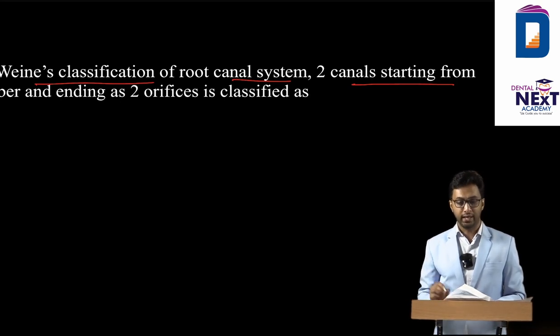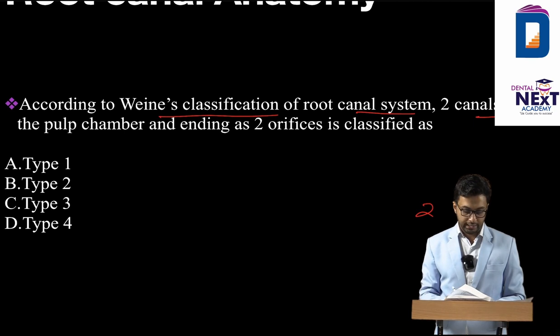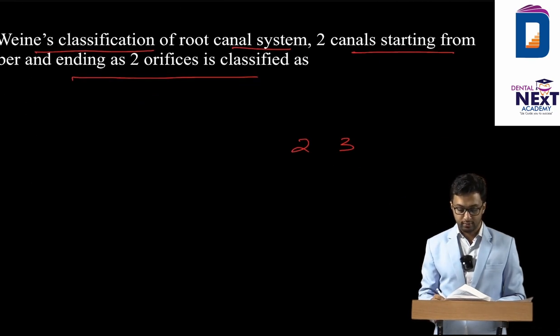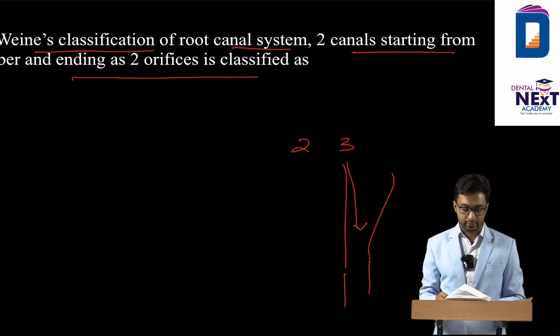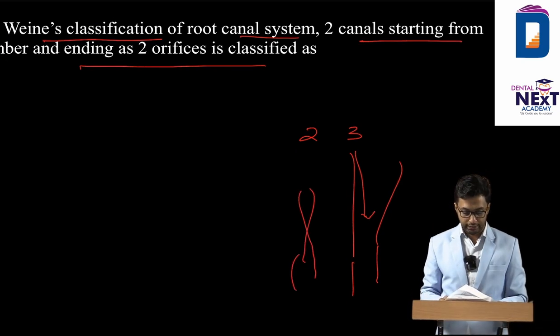So where do you have two canals? 1 and 4 is one canal. So it can be either type 2 or type 3. So a two canal system from the pulp chamber and ending in 2 orifices is 3, isn't it? Starting with 2, that is 2 canals, and ending in 2 canals. Type 2 was Namaste, starting in 2 canals and ending in 1 canal. So that is not a problem.